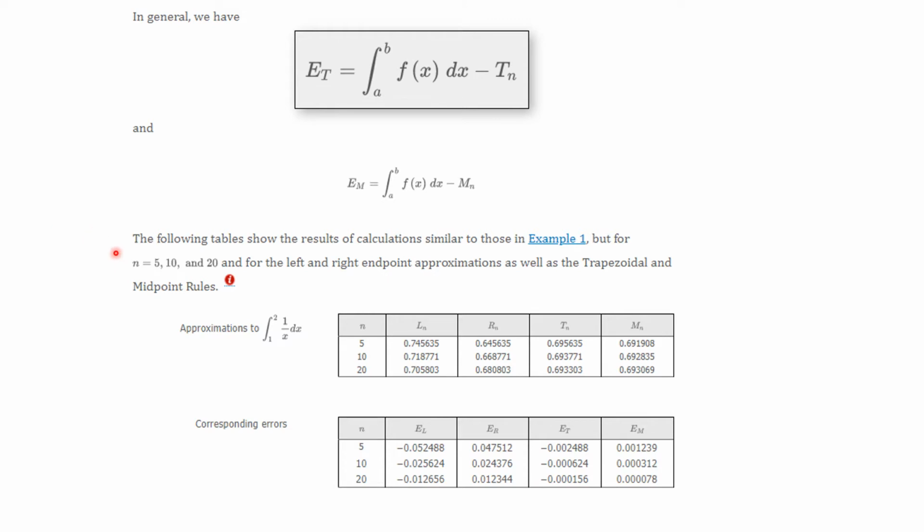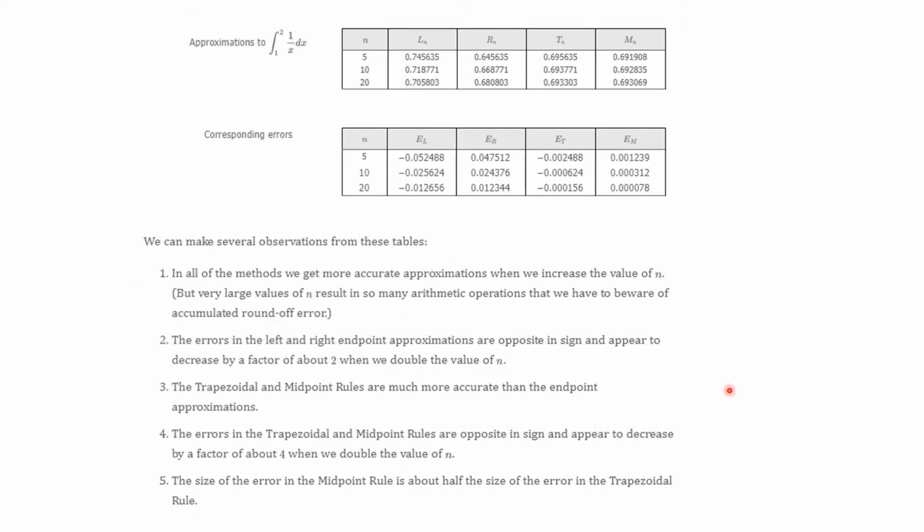Now, we're going to look a little bit at some results. The following tables show the results of calculations similar to those for example 1, but we're letting n be 5, then 10, and 20, and we're comparing the left-hand endpoint, the right-hand endpoint, the trapezoidal rule, and the midpoint rule. You can see these are the corresponding approximations, and these are the corresponding errors. I repeated those up here.